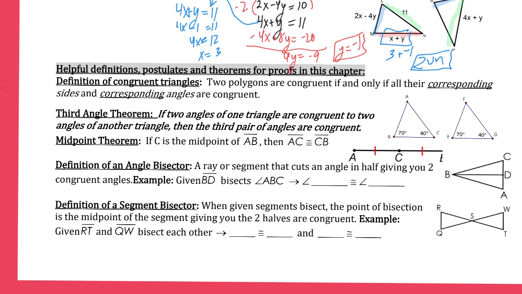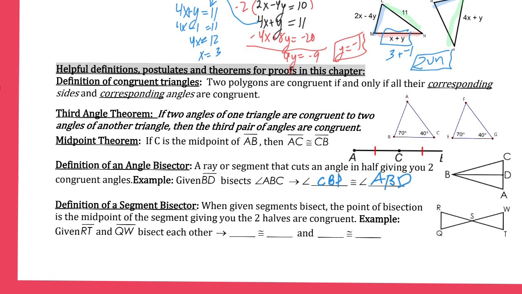Definition of an angle bisector. If BD bisects this angle, then the result is angle CBD, make sure you put an angle in front of it, I did that for you, is also going to be congruent to angle ABD. It cuts it into two congruent angles. Make sure you put the angle symbol in front of it, or write the word angle. Bisect means it chops something in half, whether it's an angle or segment. The reason it does that is the definition of angle bisector.